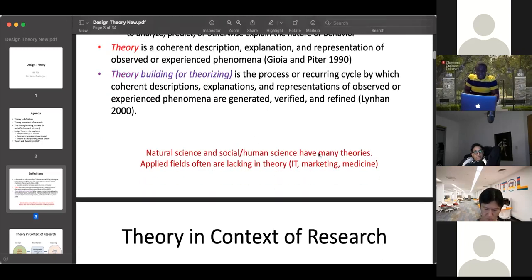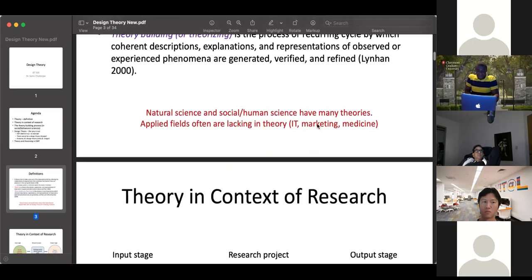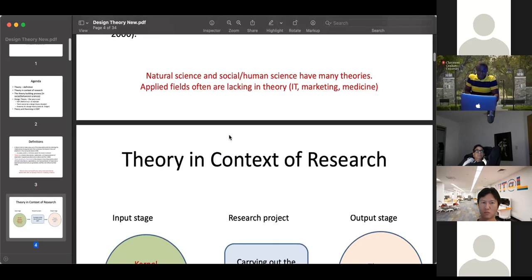Natural science and human science have many theories. Applied fields like IT, marketing and medicine don't have many theories. Because we are applied fields, we are lacking in theory. So some of the theories we have are like those in natural sciences and human science. There are many theories.